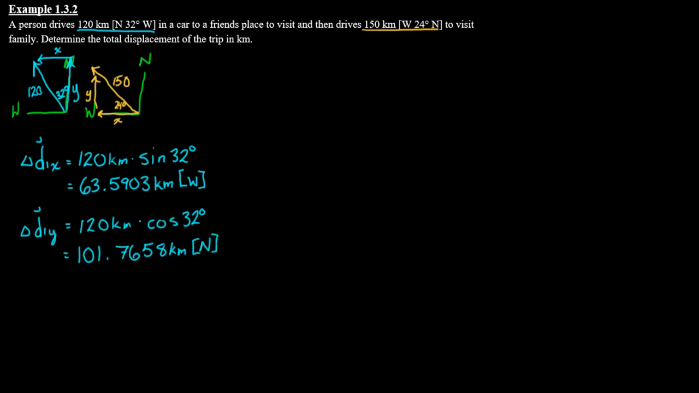Then we do the exact same thing with our other displacement vector. Remember, we just switched the ratios that we're going to use. So for x, we're not using sine this time, we're using cos. So you get 150 times the cos of 24 degrees.